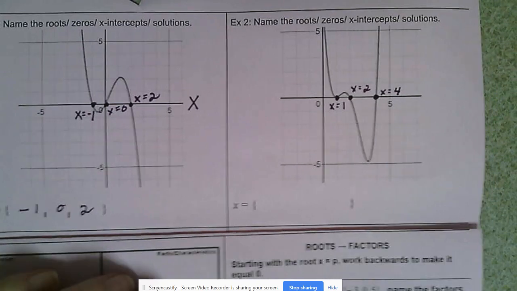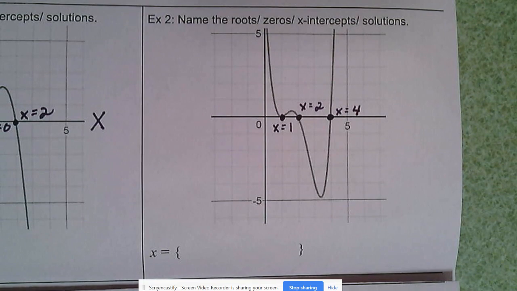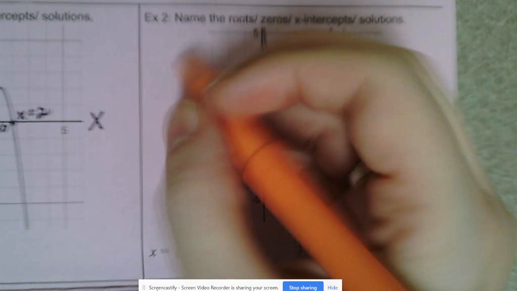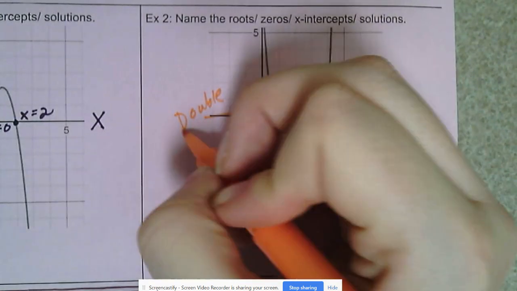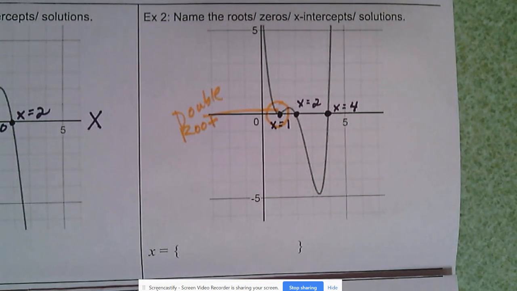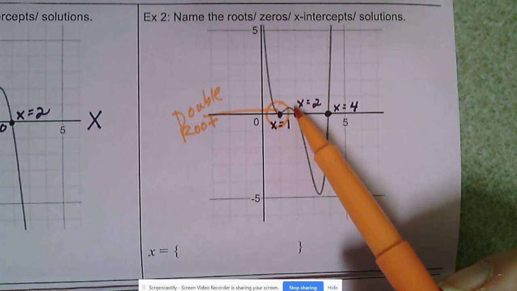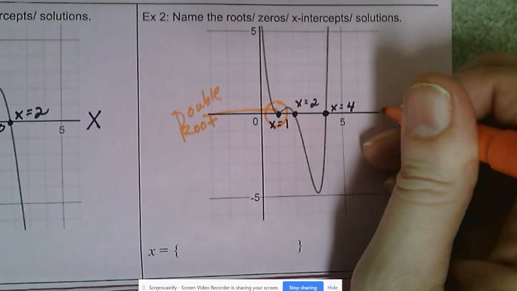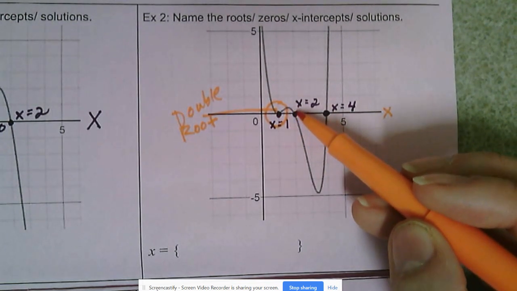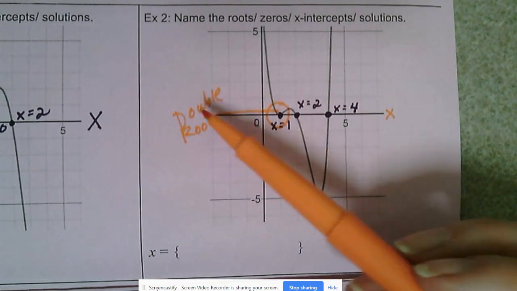There is something special about this graph in particular, and that is something called a double root. So right here, this is our double root. It's a root, so it's still considered an x-intercept, but it's special because you notice it doesn't actually cross the x-axis, it just bounces off of it. It comes down, hits the x-axis, and then goes back in the same direction. Then, in this case, it crosses. And in this case, it crosses. So this is special, it's a double root.